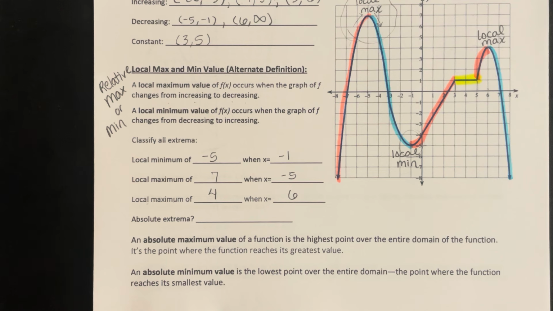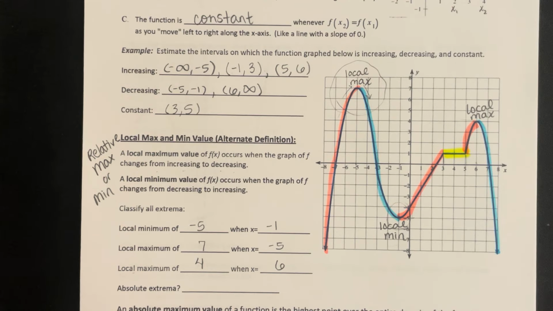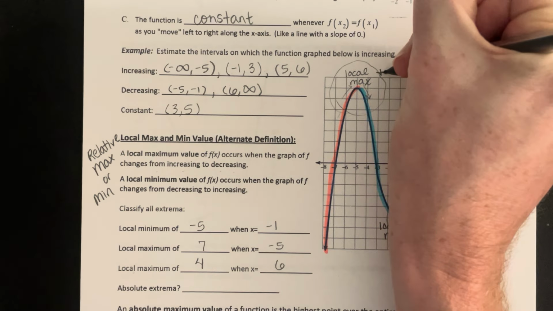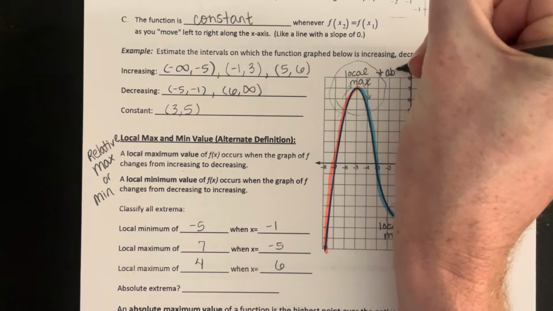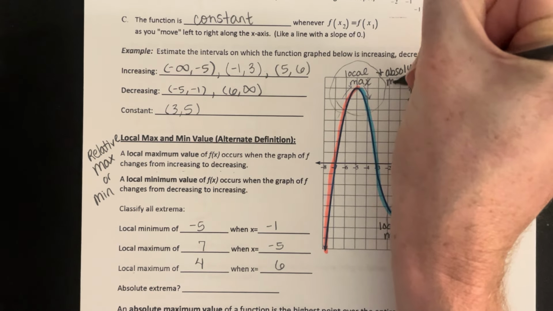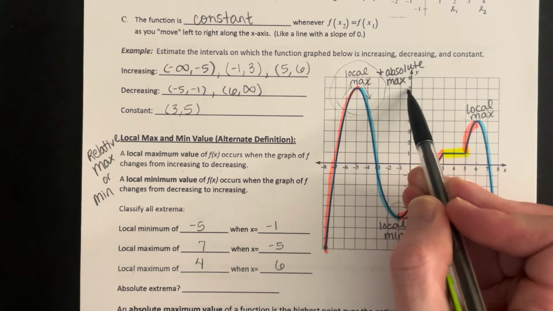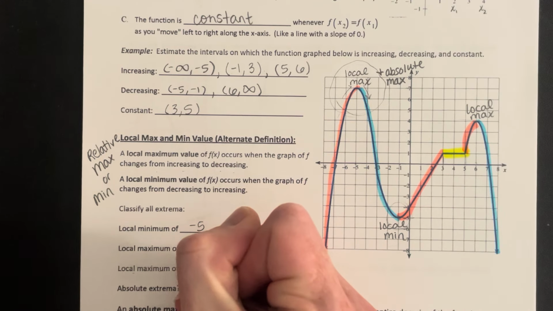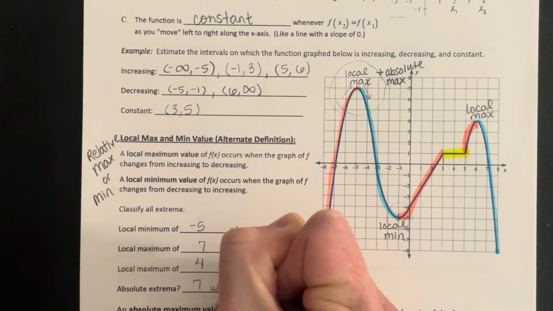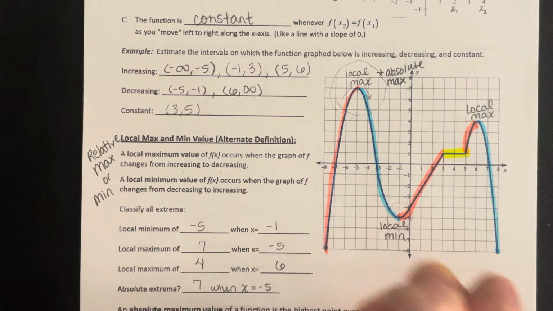Now there is also some terminology about an absolute maximum or minimum value. An absolute maximum value of a function is the highest point it ever reaches over the entire domain of the function. In this graph, we do see an absolute maximum. So this is a local max and an absolute maximum. In that case, the highest the function ever reaches is positive 7. And that happens when x is negative 5.